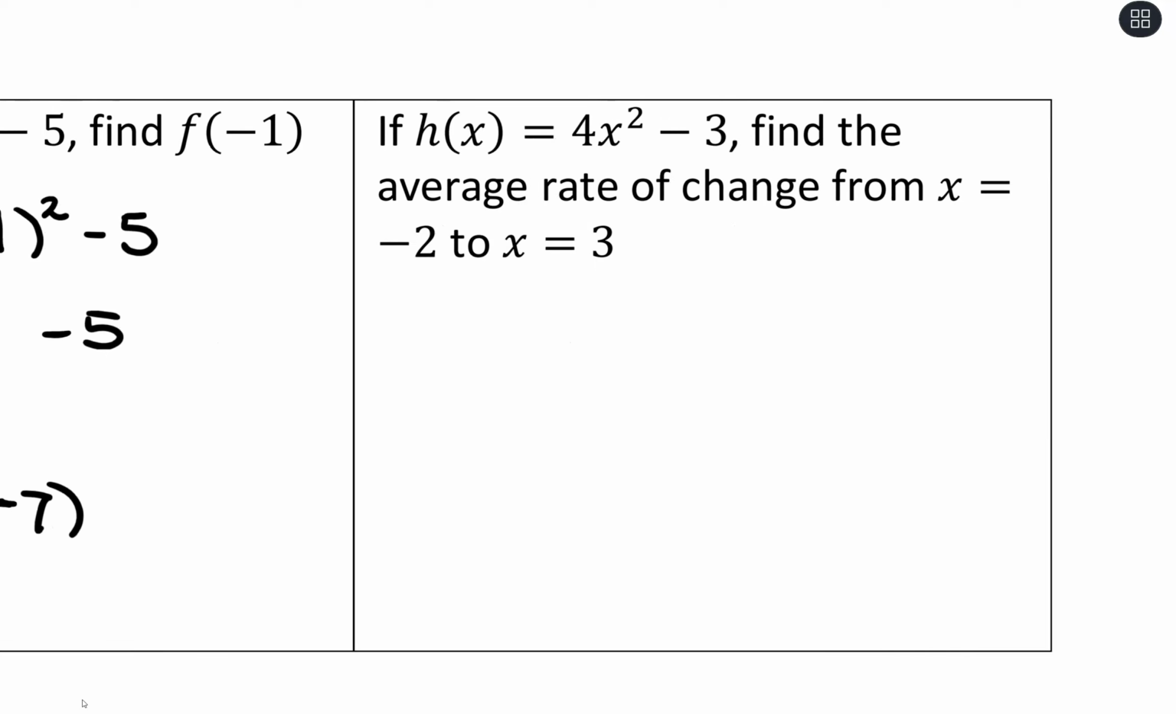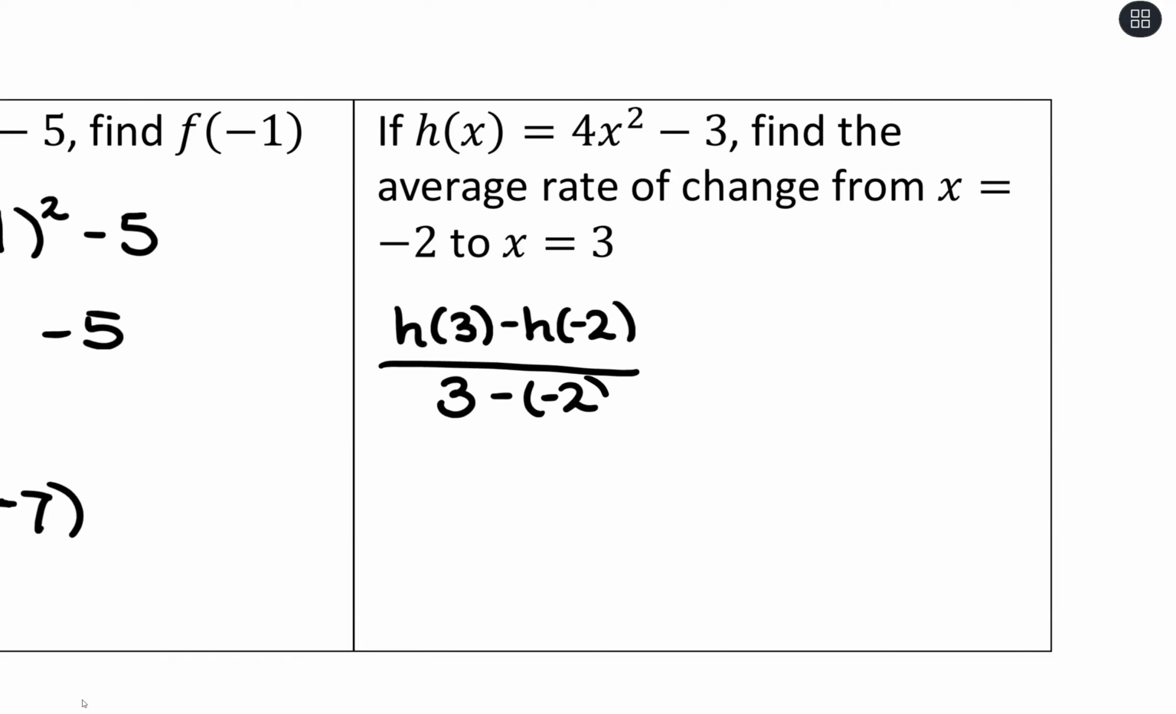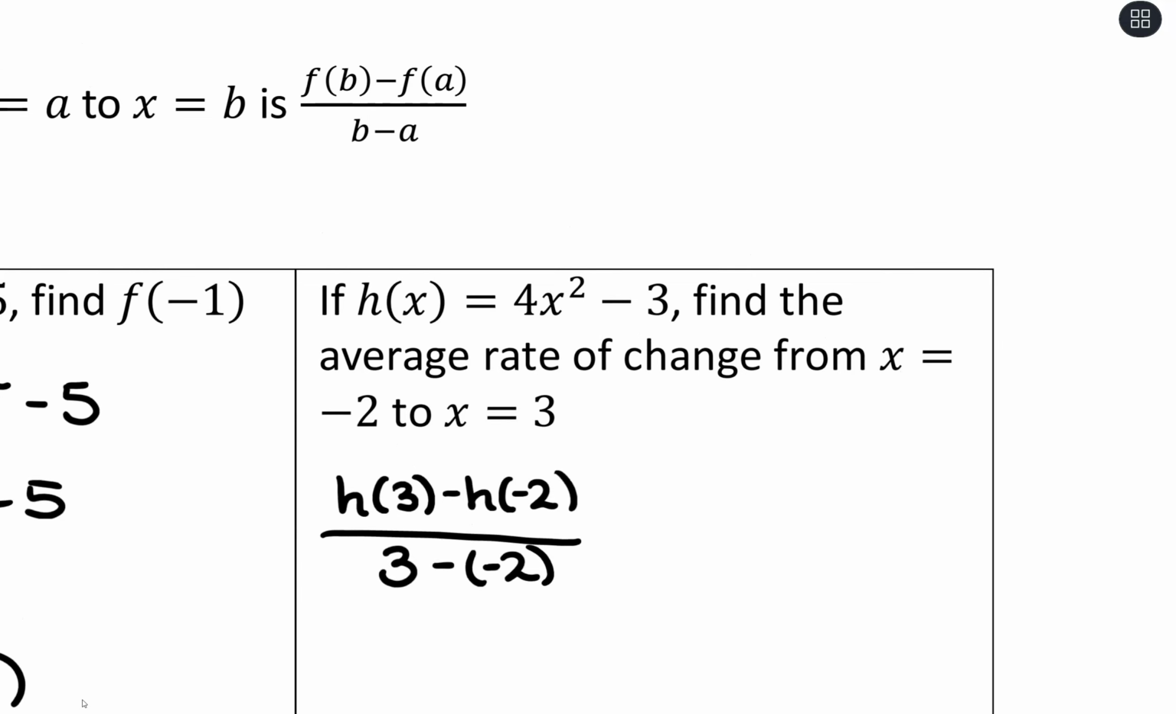If h of x is 4x squared minus 3, find the average rate of change from x equals negative 2 to x equals 3. So we're going to look at h of 3 minus h of negative 2 all over 3 minus a negative 2. Now we can find those values for h as some side work and then plug them in. In fact, let's do that here, or you could do it all together. You just want to be very careful with how you plug in the values.